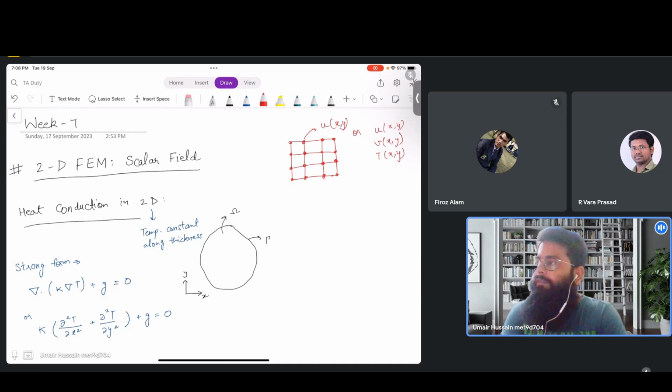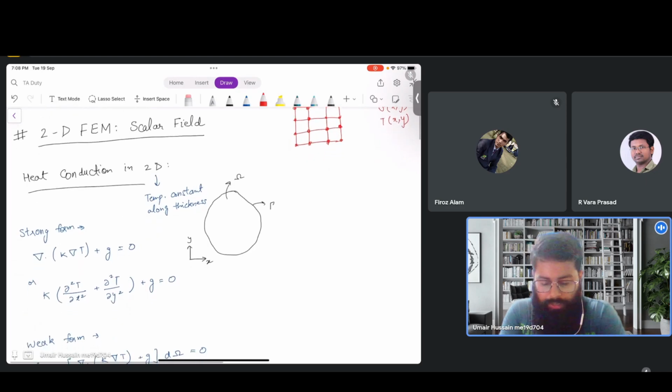So we start with a scalar field problem, which is the simplest to solve in 2D, and we take up an example of heat conduction in 2D. In the heat conduction problem, we only have a single unknown, that is the temperature field. We consider 2D, which means there is no variation of temperature across the thickness of the domain. It's just varying across the 2D domain, and across the third dimension there is no variation in the temperature.